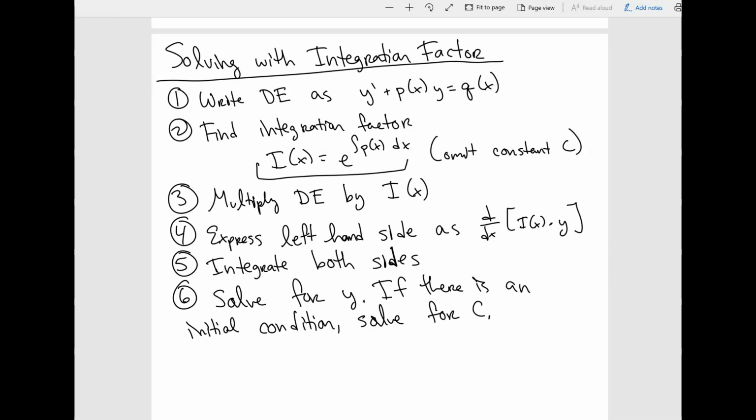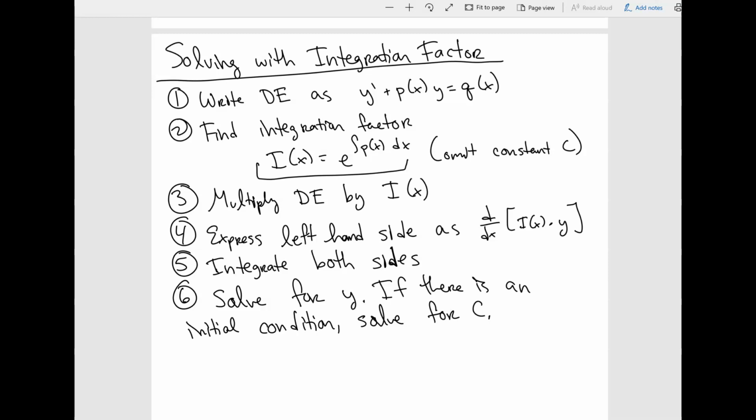The third step: multiply the differential equation by this integration factor, I of x. Then express the left-hand side as d over dx of the integration factor times y. Basically that's just the reverse product rule. Integrate both sides and then solve for y. And if there is an initial condition, so if you have an initial value problem, an IVP, then you want to solve for the value of c.